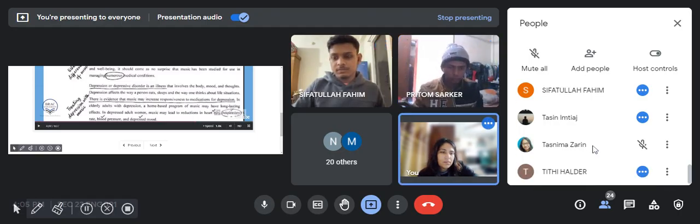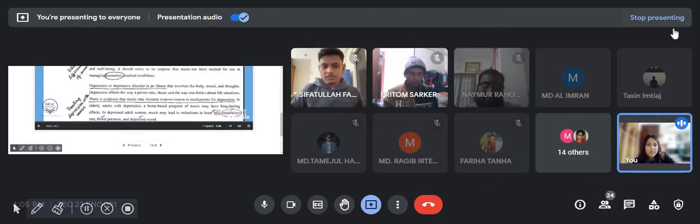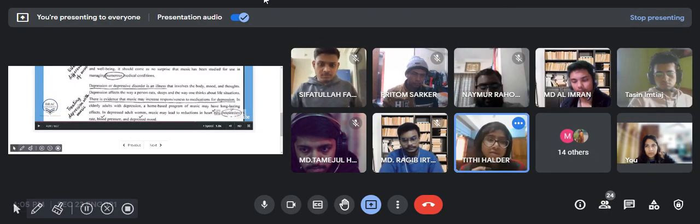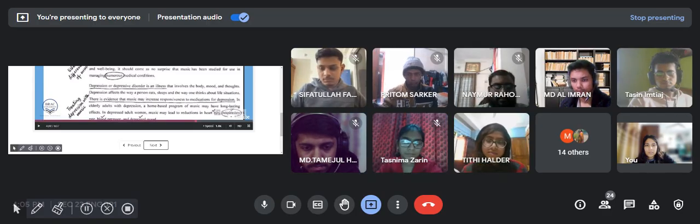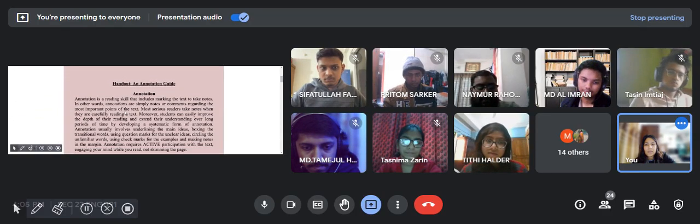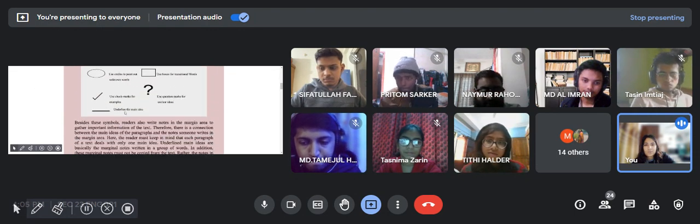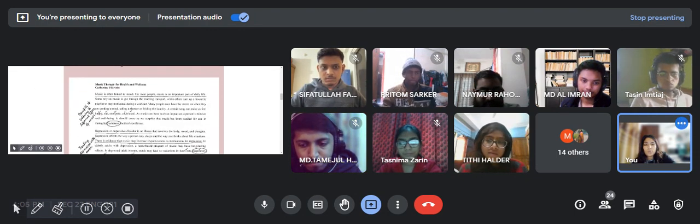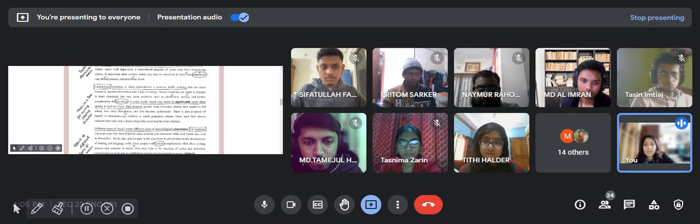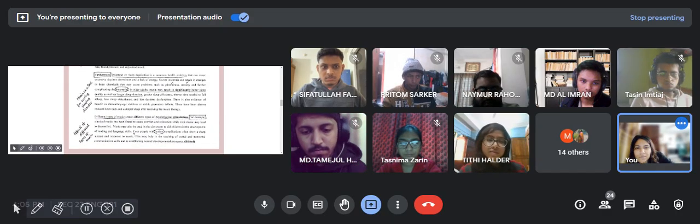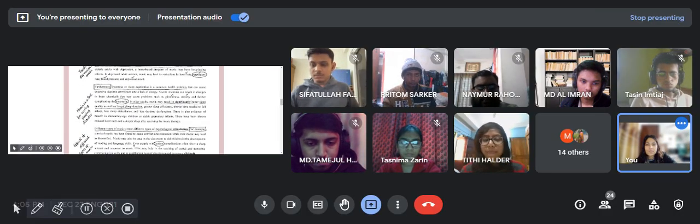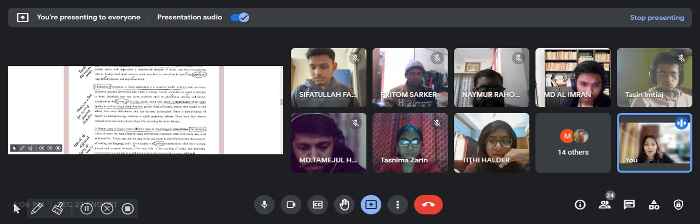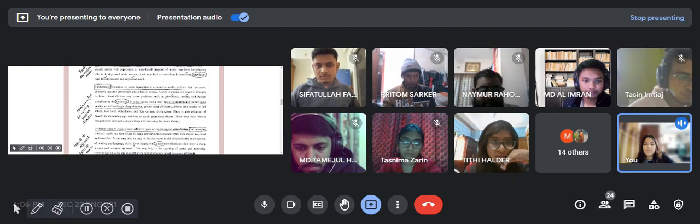Tahsin, Tasnima, Tithi, Haldar. Did you all understand? All right. So this is it. Now this is a handout on annotation which you are going to read at home. But I want everyone here to look at the last two paragraphs. We have already watched the first two paragraphs in the video. So now read the last two paragraphs and see how to identify the main idea, then how it's written in margin notes in the margin area.